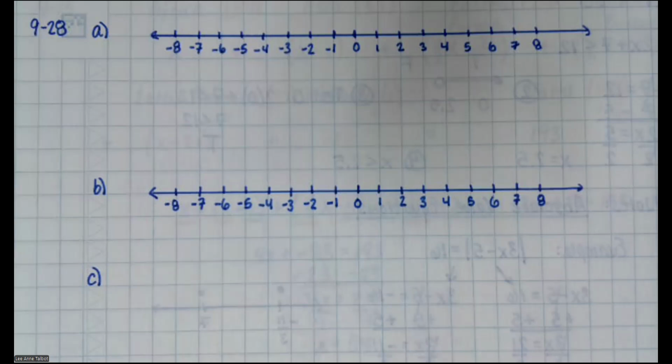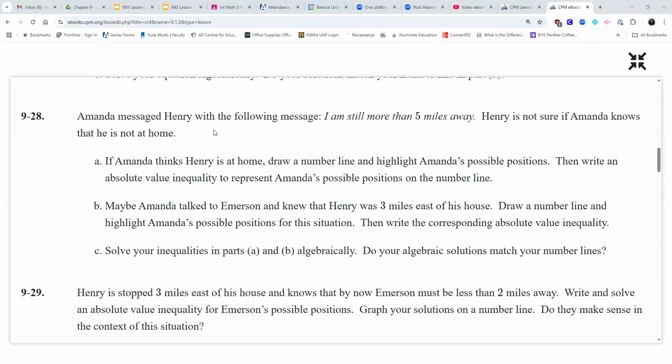Okay, here we go. 28. Amanda messaged Henry with the following message. I am still, this is important, more than 5 miles away. Henry is not sure if Amanda knows that he is not at home. If Amanda thinks Henry is at home, draw a number line and highlight Amanda's possible positions. Then write an absolute value inequality to represent Amanda's possible positions on the number line.